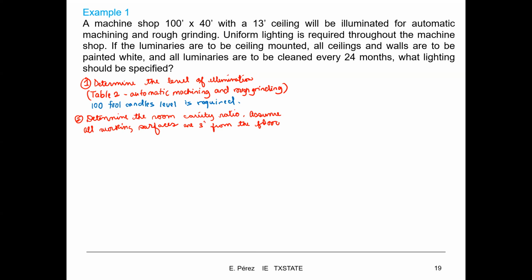So we are going to compute the RCR. The RCR is going to be equal to 5 times (13 feet minus 3 feet) times (100 feet plus 40 feet) divided by (100 feet times 40 feet). And that RCR is equal to 1.75.